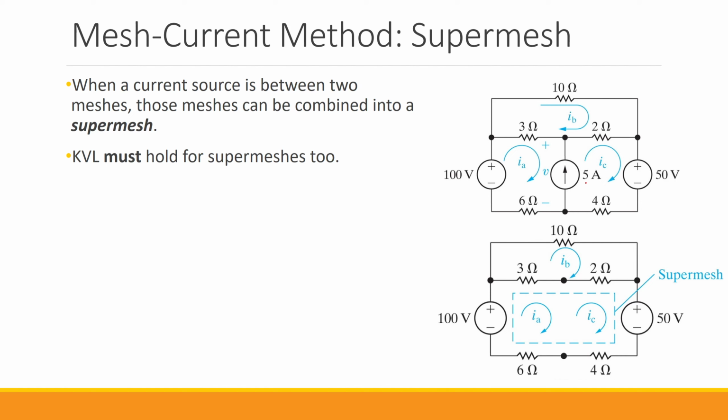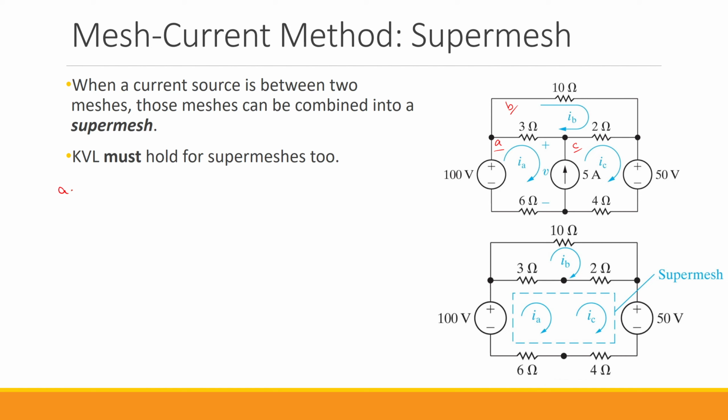So if you look closely, you see that we have 3 meshes here. We have one mesh here, we call it mesh A. Then we have another mesh here, we call it mesh B with current IB. And then finally we have the third mesh, we call it mesh C with the current IC. So based on the mesh current method, now we should be able to write the equations for this circuit using mesh currents and KVL.